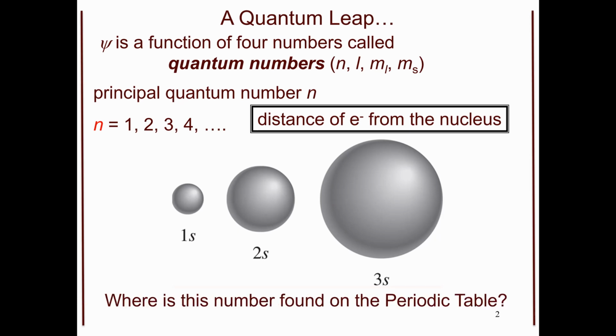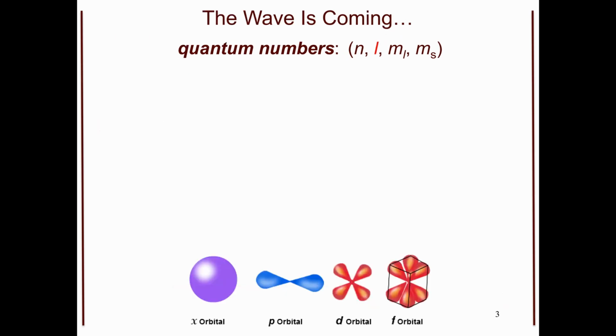This is the easiest of our quantum numbers to understand as to what it is telling us. So the question you have to ask yourself is, where is this number found on the periodic table? Because we are now dealing with the size of the atom, and we are talking about the distance that electrons are from the nucleus, this principal quantum number can be found down the left side of the periodic table, listed as our row numbers. When we get to periodic trends, we will highlight this even a little more.